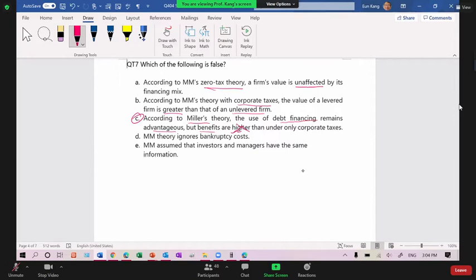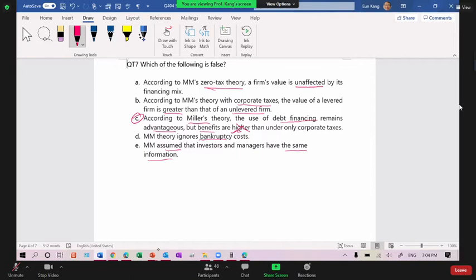The C is correct. MM theory ignores bankruptcy costs. That's correct. MM assumed that investors and managers have the same information, symmetric information. Classical economics. Is that true? Answer is C. So that was the quiz.